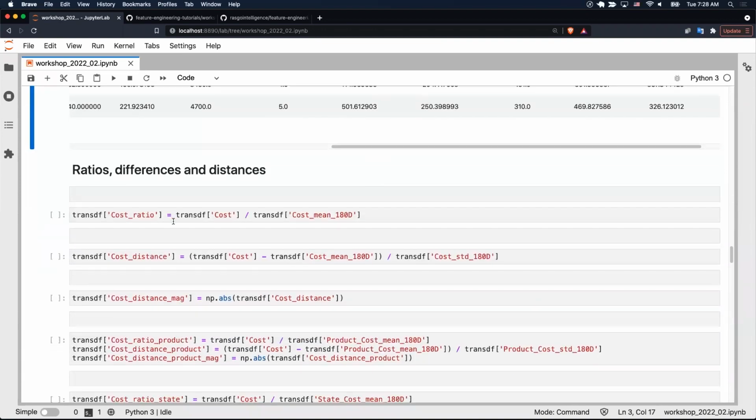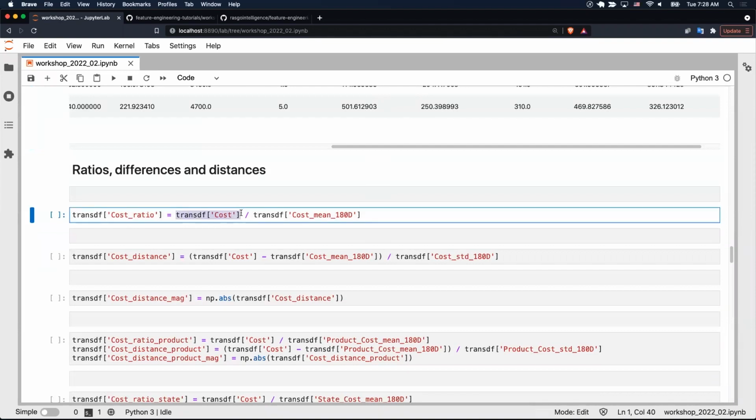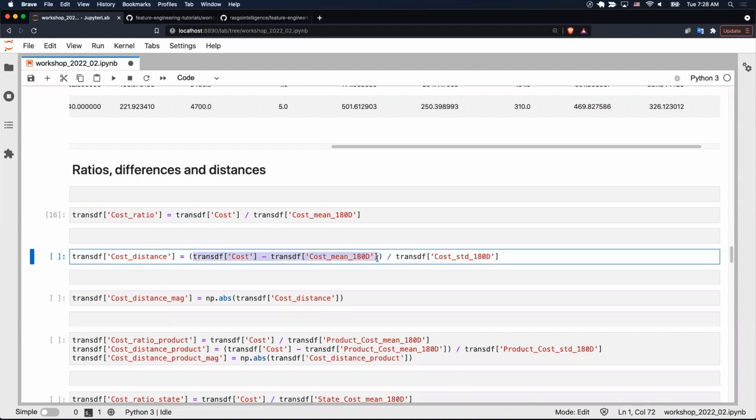Things that could be interesting. How does the current purchased amount relate to the average purchase amount for that customer over the last 180 days? This is just asking that question. So we can execute that. We could think of this a different way. This was a ratio. We could ask the same question in terms of the difference.